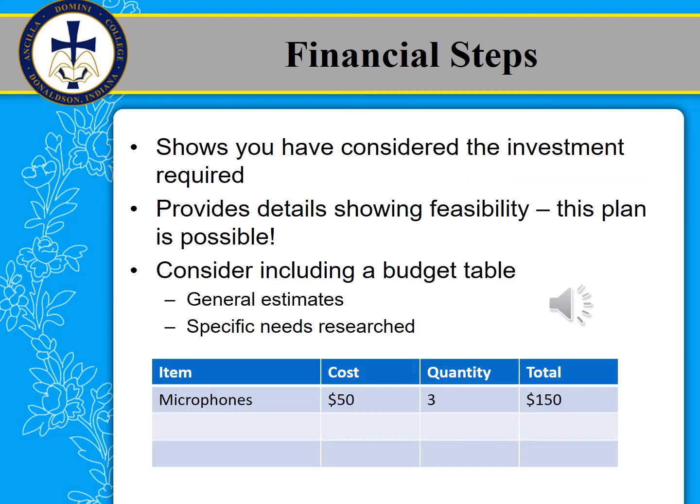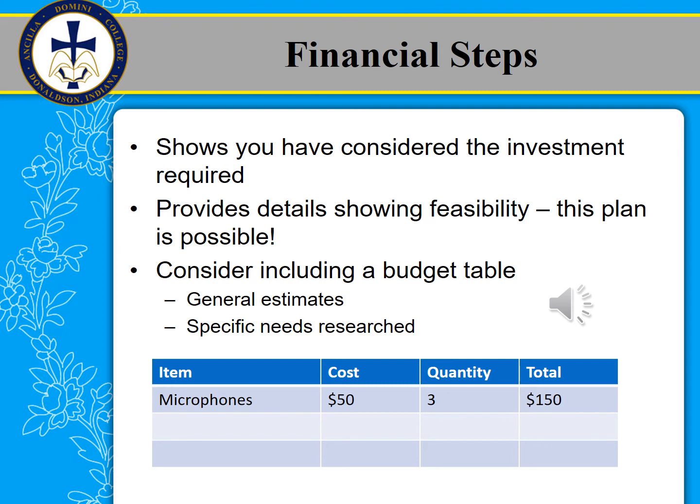Your implementation section should also include any financial steps. This is going to show that you've actually considered what your organization needs to invest, and this also helps show that it's feasible. In other words, the plan is possible, it's doable. I highly recommend including some sort of a budget table, and there are a lot of different types and examples. I'll post a few different types and examples and templates that you could even copy and paste into your own project for use. I've put one here that's a real basic one.